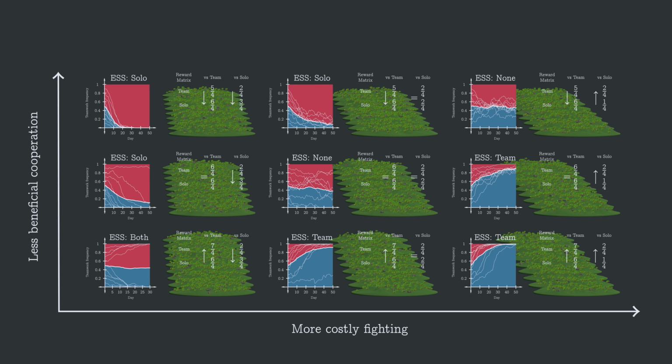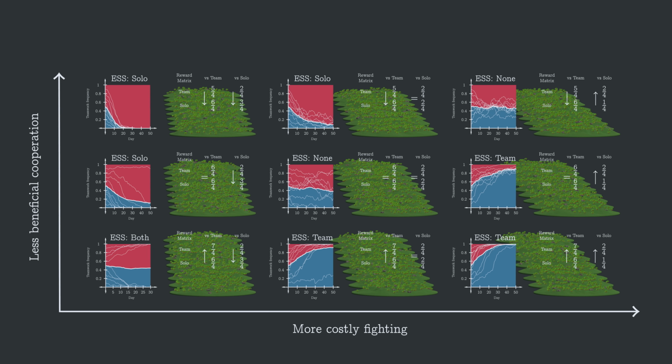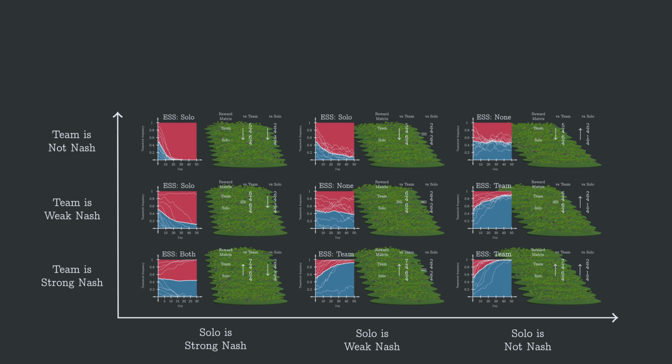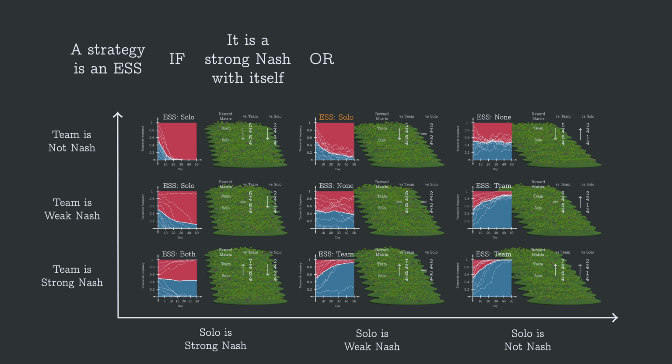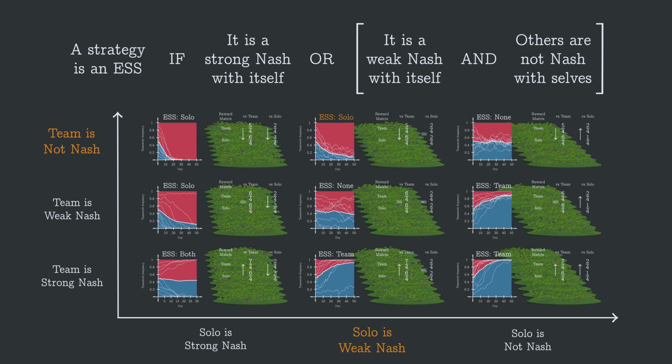But before we do that, let's see if we can look back and summarize the relationship between a Nash equilibrium and an evolutionarily stable strategy. It looks like a strategy is always an evolutionarily stable strategy if it leads to a strong Nash equilibrium. And a strategy can also be an ESS if it leads to a weak Nash equilibrium, as long as the other strategy doesn't lead to a Nash equilibrium, strong or weak. This is the definition of an evolutionarily stable strategy that you'd find in a textbook. But for me at least, it makes a lot more sense after going through all these examples.